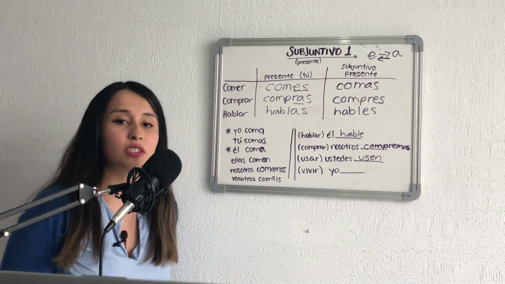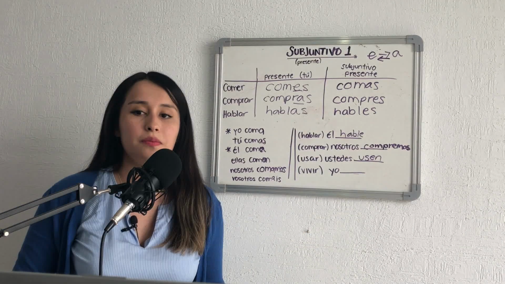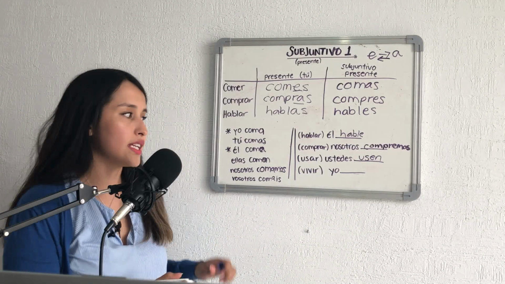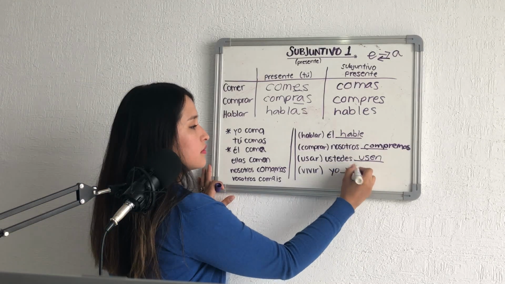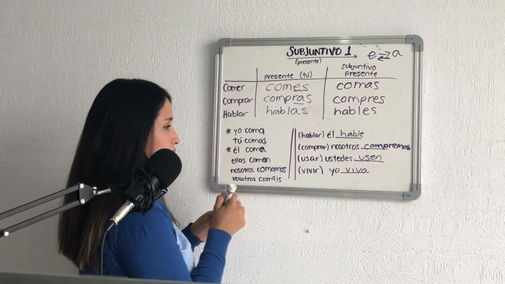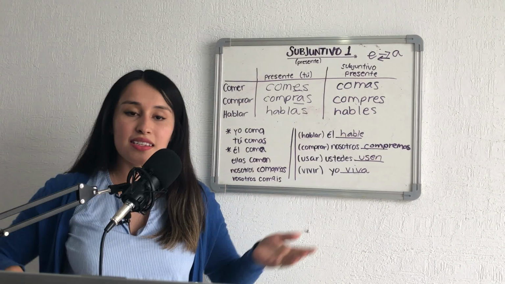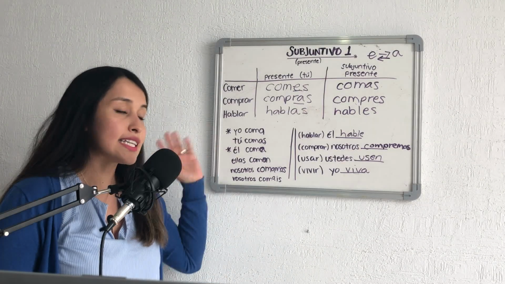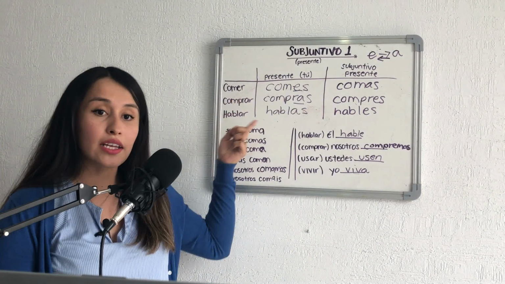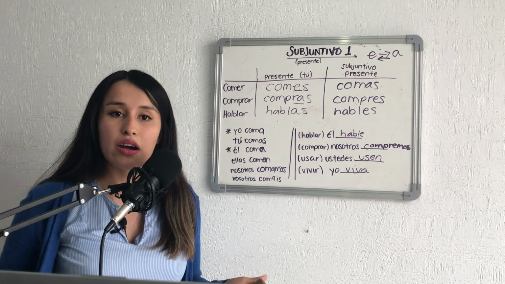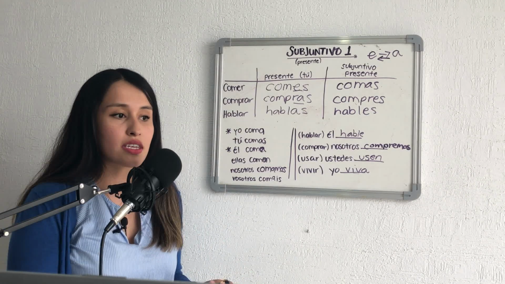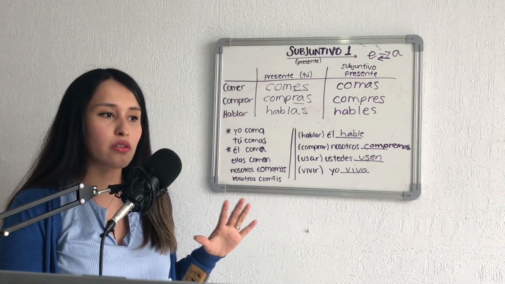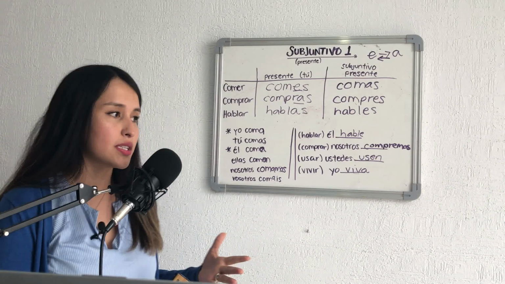And finally, vivir for yo. How is the subjunctive of vivir for yo? I'll give you a couple of seconds. Right, yo viva. That's it. So that's the conjugation of verbs in subjunctive. Now, this is the easiest conjugation because these verbs are regular in the present, okay? So now I'm going to walk you through some of the irregular verbs in the present. It's basically the same, just so that you know that there are different types of verbs and they look a little bit different.